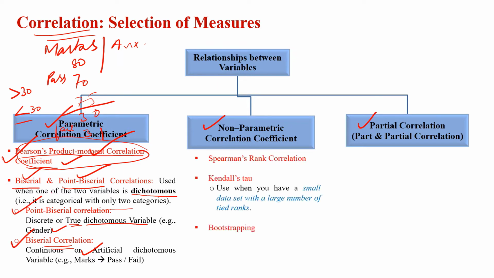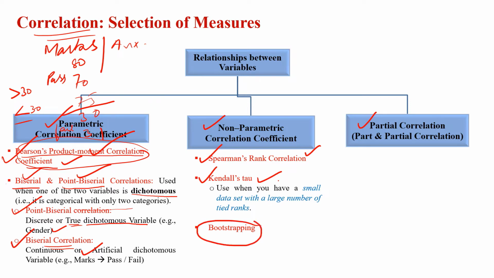Now, if the variables are quantitative, or even on an ordinal scale, meaning the data do not follow the normal distribution, then we can apply the Spearman rank correlation, or we can apply Kendall's correlation coefficient. Usually it is recommended that if the data set is small, you go for Kendall's correlation coefficient. Otherwise, you can also apply the Spearman correlation coefficient. And the third option, if the data do not follow the normal distribution, is that we can adopt bootstrapping.